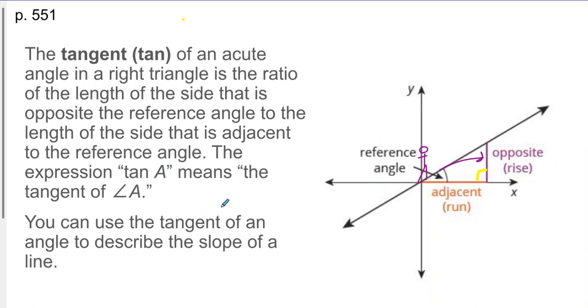You can use the tangent of an angle to describe the slope of the line. So if the opposite over adjacent is higher, if this opposite is bigger, that means the ratio of opposite over adjacent changes. If opposite was 2 and adjacent is, let's say, 3, but then the opposite becomes 4, the whole thing would be 4 over 3. That describes how steep the angle is.